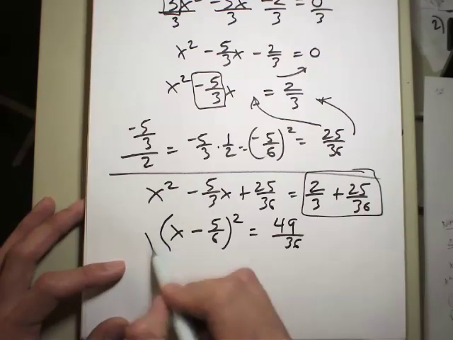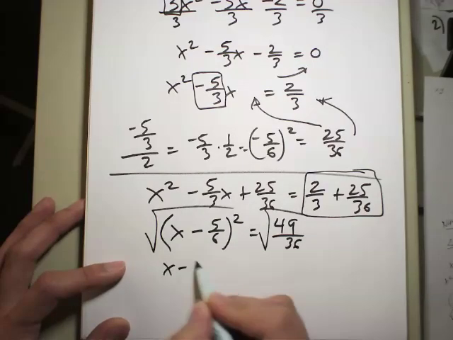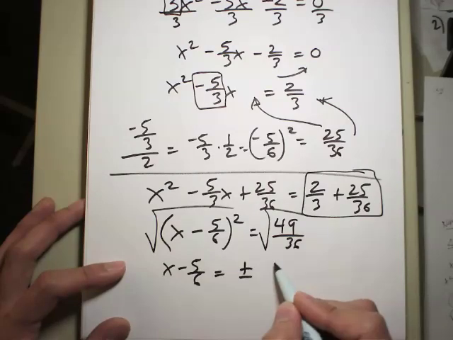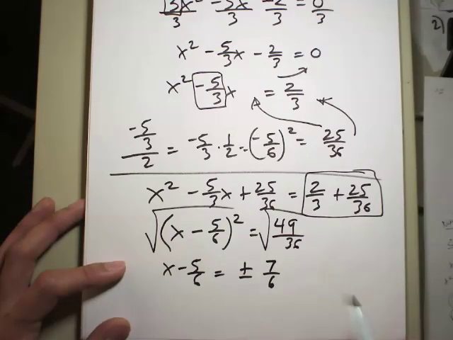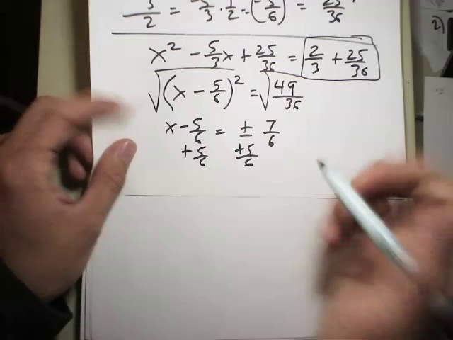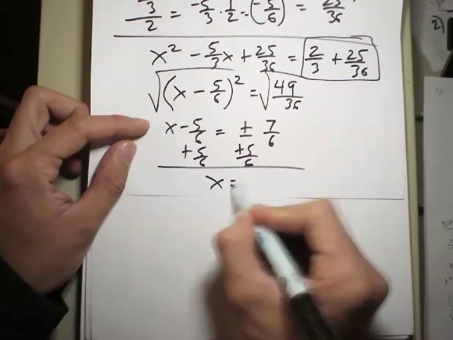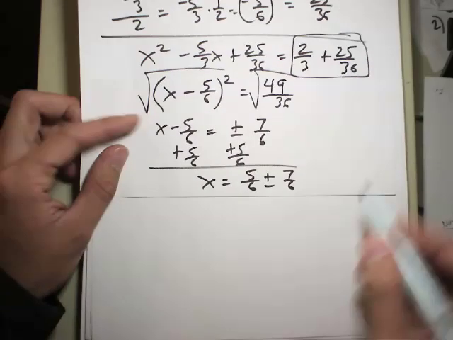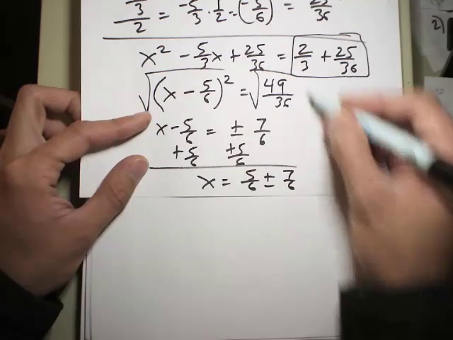And the last step is to take the square root of both sides. You end up with x minus 5/6 equals plus or minus the square root of 49 over 36, which is going to be 7 over 6. Last step, I'm going to add 5/6 over, and that will end up being x equals 5/6 plus or minus 7/6. They already have the same denominator. I can just go ahead and split that into two cases.